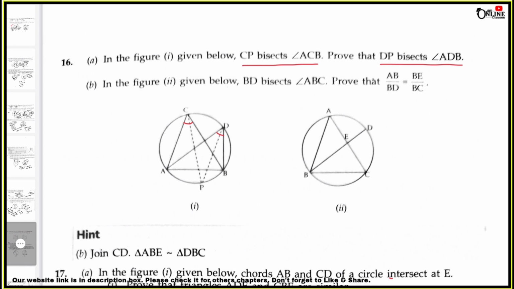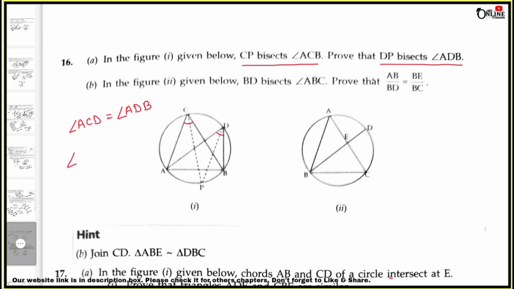So angle ACB and angle ADB lie on the same segment. Okay, I hope you know that formula. If two angles lie on the same segment, then these two angles will be equal. That means angle ACB equals angle ADB. Clear? Similarly, angle ACP and angle ADP.